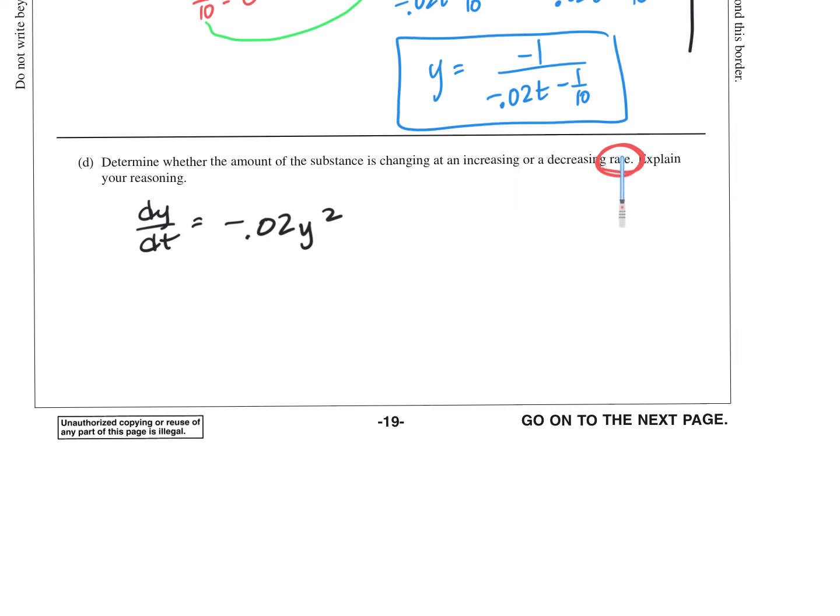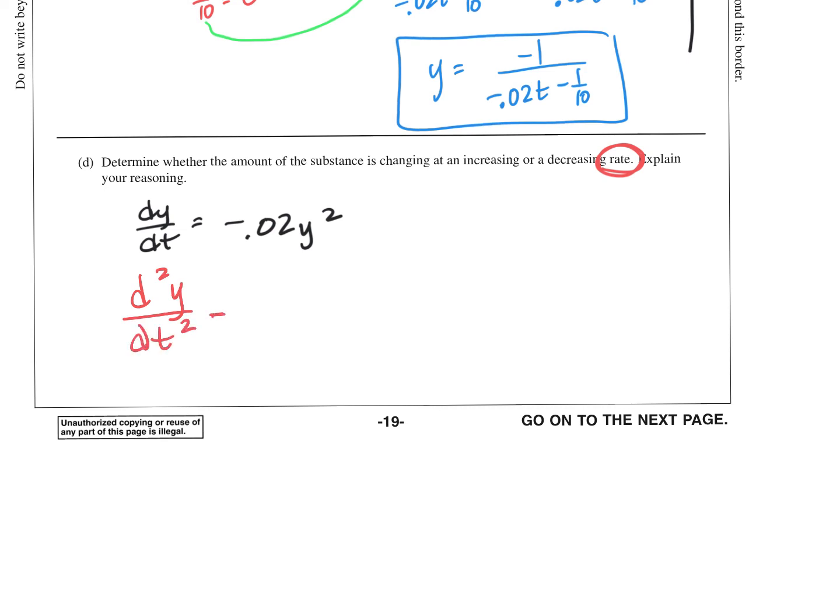Well, since they're asking for another rate, I want us to go take that second derivative. So it says determine whether the amount of substance is changing at an increasing or decreasing rate. What's going on with that rate? If that second derivative is going to be positive, then it'll be increasing. If that second derivative is negative, decreasing. So let's go find that second derivative, d squared y over dt squared.